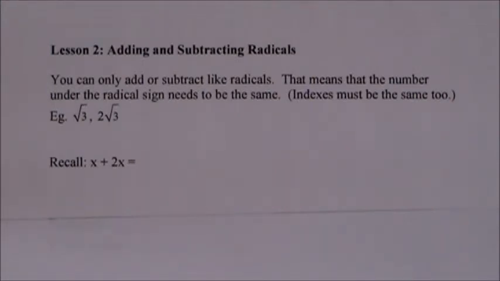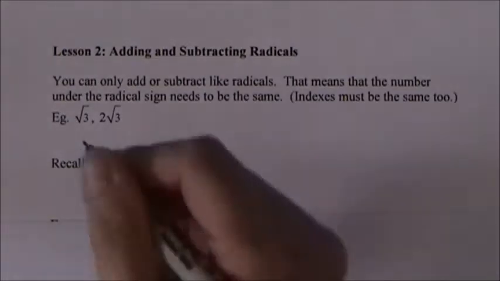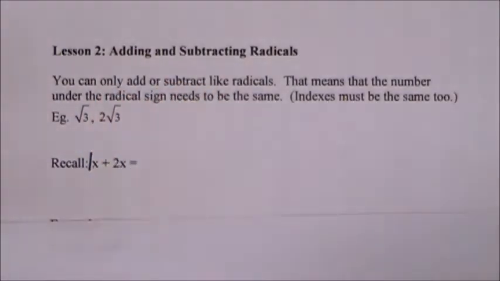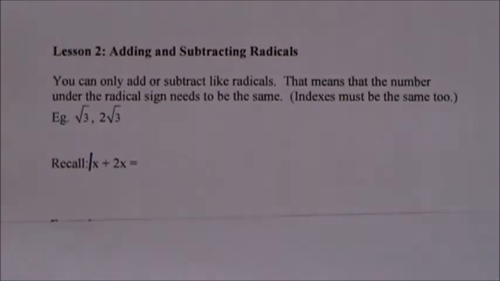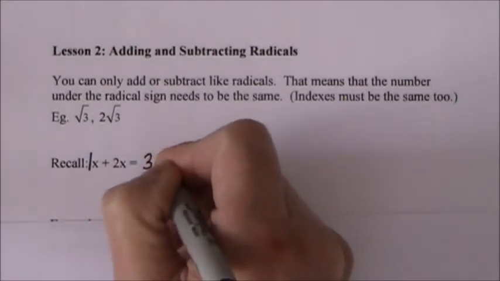So for example, the square root of 3 and 2 square root 3 are like radicals because they both have a radicand of 3. Now before we do our first example, I just want to bring back when we were adding and subtracting variables. Recall that in order for us to add and subtract variables, the letter had to be exactly the same. That's the same idea that we're going to do with our radicals. So as we look at this, we have x plus 2x. Now, no visible coefficient is the same as a coefficient of 1. So as we go to do this, we have 1x plus 2x, which gives us 3x.